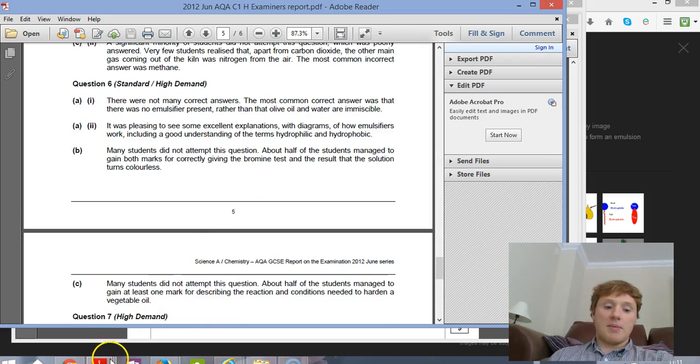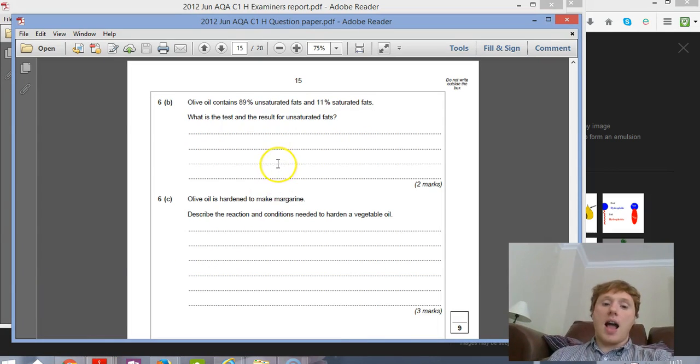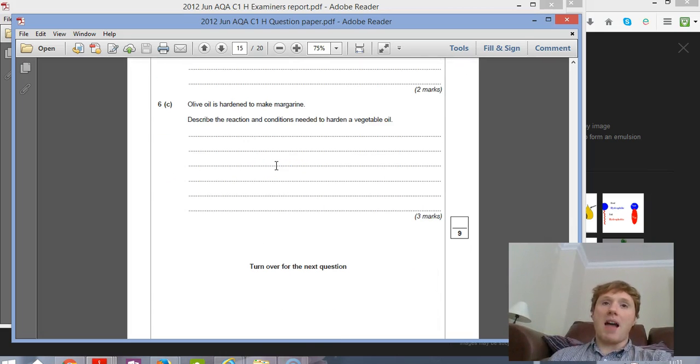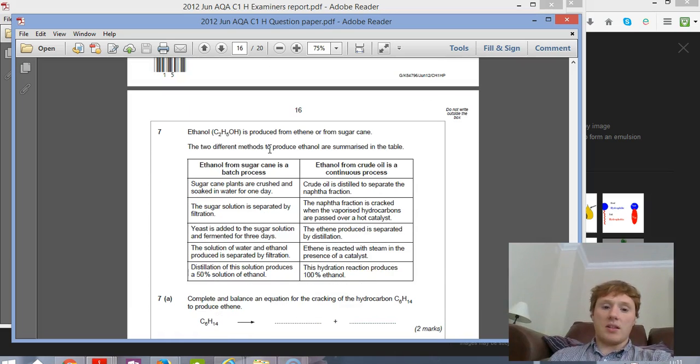Many students didn't attempt this question. See, the bits about plant oils are really easy to remember. There's only so many things you can revise. It's a really short chapter. I'd suggest you learn it, and there'll always be a question about each chapter, so you'll have that locked down. You can do that one.